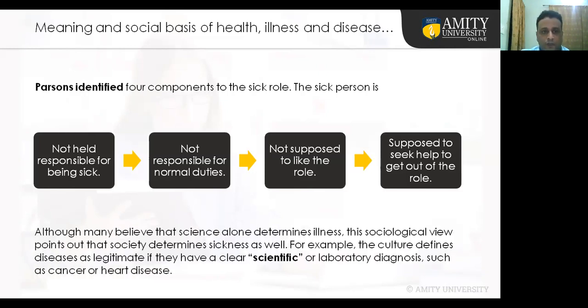Although many believe that science alone determines illness, this sociological view points out that society determines sickness as well. For example, the culture defines diseases as legitimate if they have a clear scientific or laboratory diagnosis, such as cancer or heart attack.